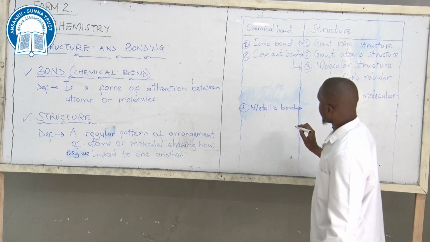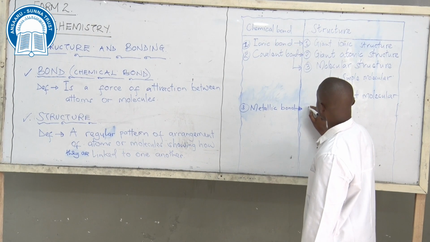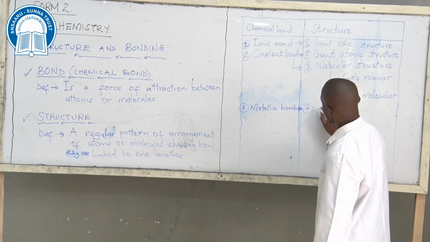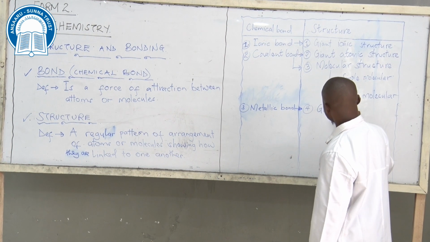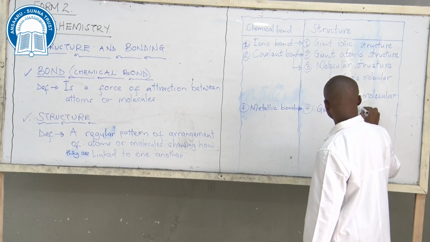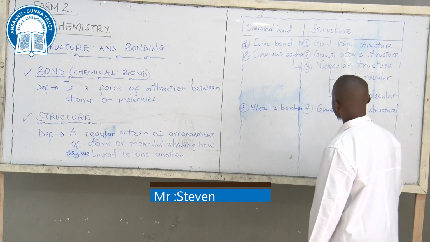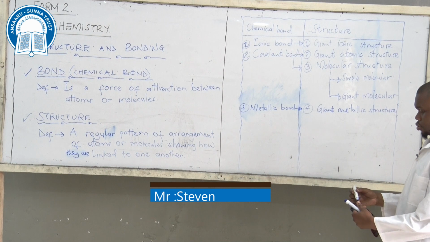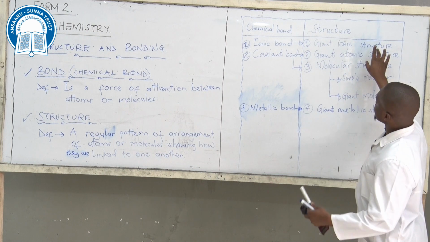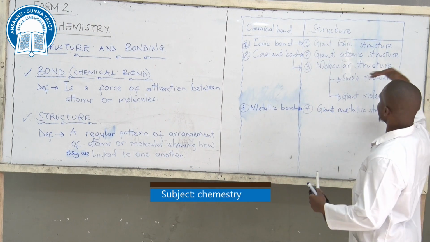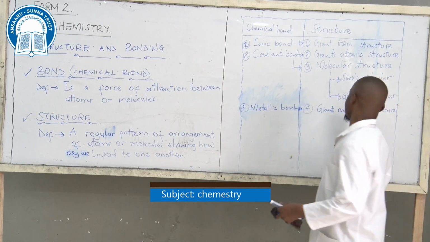Metallic bond is found in a structure which we will also discuss, that is structure number 4 here, and that is giant metallic structure. So you will discover there is a pattern here. For ionic bond, the structure is almost similar to it, so it is ionic and a giant ionic structure. Here we are talking about giant metallic structure. So it's a metallic bond, giant metallic structure.